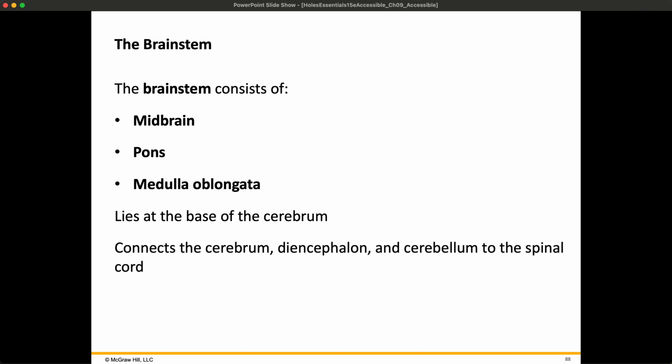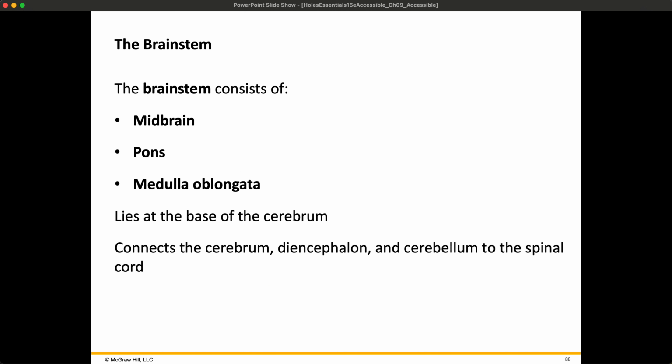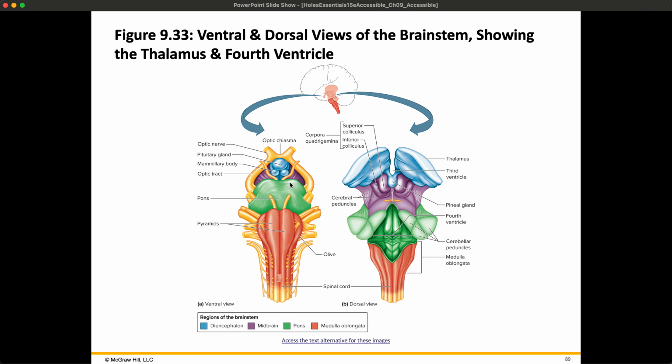The brainstem, as we said, has three parts: the midbrain, pons, and medulla oblongata. Right at the base of the cerebrum, but still inferior to it, they connect these areas to the spinal cord. When we get into the individual systems, the cardiovascular and respiratory systems, we'll see in more detail what roles these areas play. Here you can see the brainstem, those areas of the brainstem.